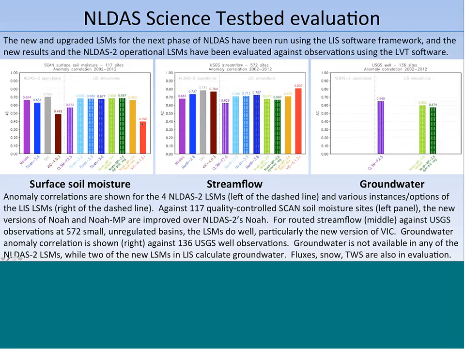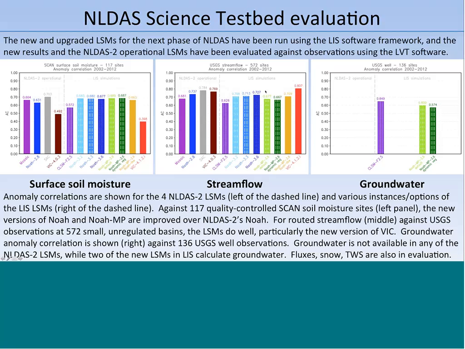Okay, and then the last column is VIC. So this is the new VIC, and you can see VIC has always been lower in skill for soil moisture, and that continues with this version. But if you look over here at streamflow, and this is for 572 unregulated basins, you can see that VIC has traditionally been the strongest in terms of streamflow, and it continues that in the new version.